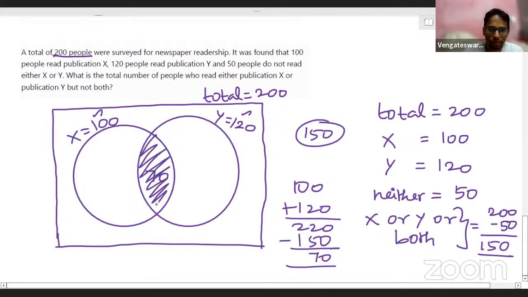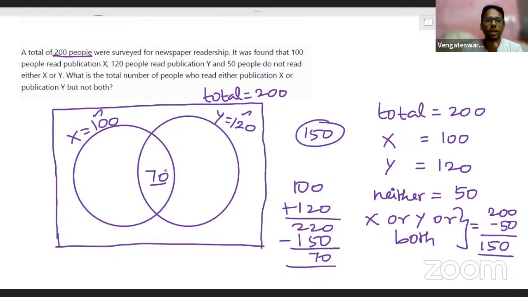Do you understand it? While I had 100, I'm also including this portion. When I take 120, I also take this portion. That means this single portion, the intersection portion, is getting double counted. To avoid that double counting, we are subtracting this 150. Now, when I do that, I clearly get this portion as 70. That means there are 70 people who read X and also Y. That's it. Finished. Now, all we need is what?